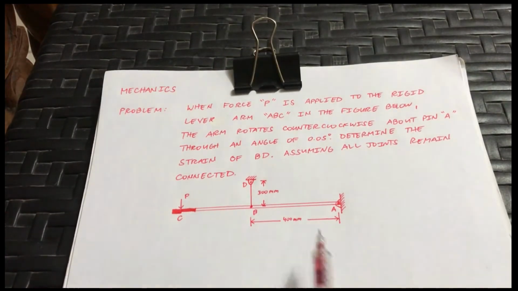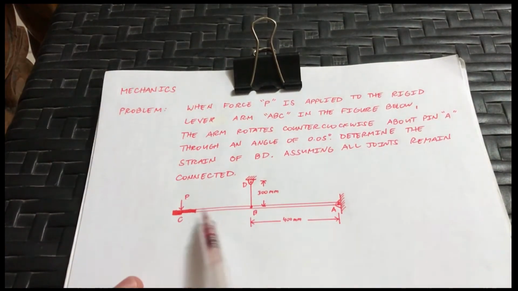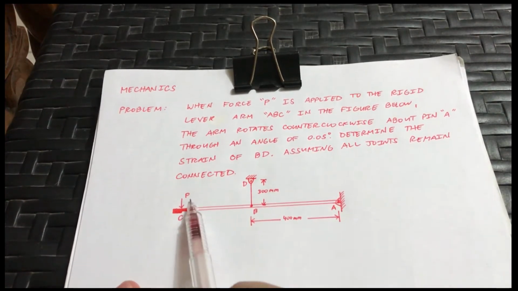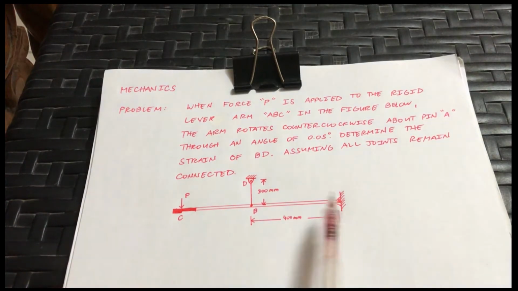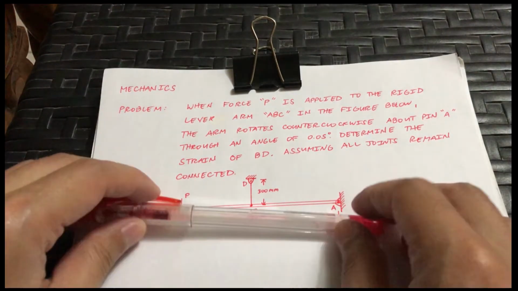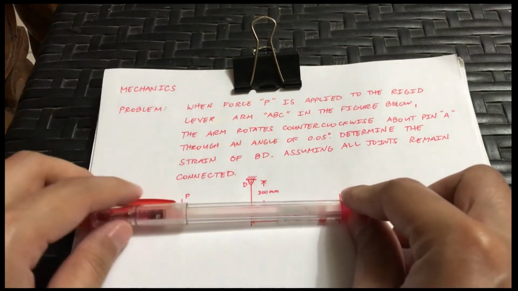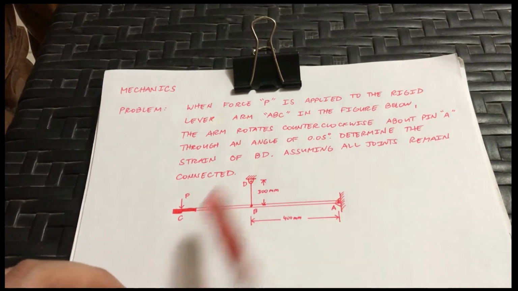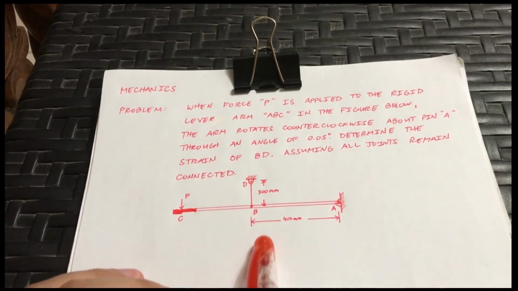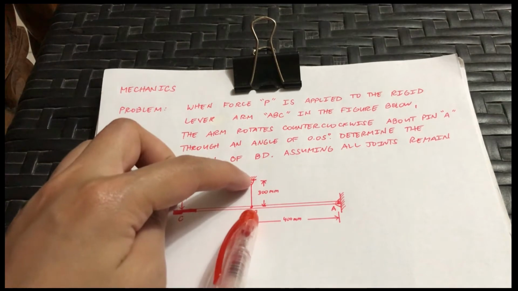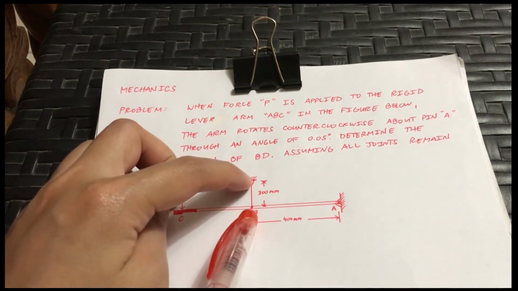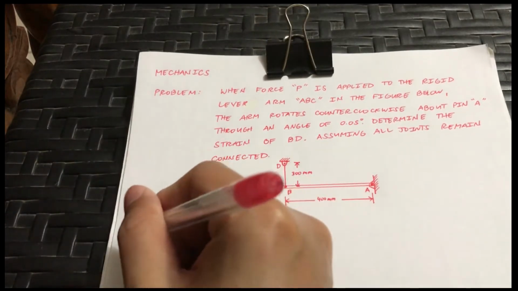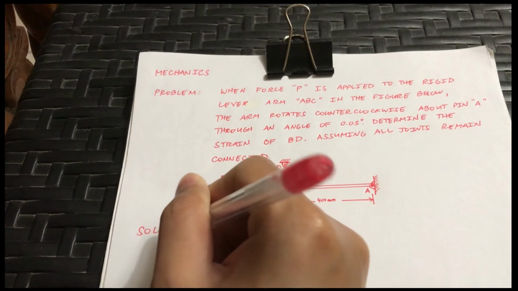So we have the figure. What happens in this problem is ABC is rigid and then P is applied here at point C, which makes the lever arm ABC rotate counterclockwise. So it will rotate going in that direction at an angle of 0.05. Then the question is determine the strain of BD. So basically BD will most probably change in length. It will probably stretch. Okay, so let's try and solve the solution.